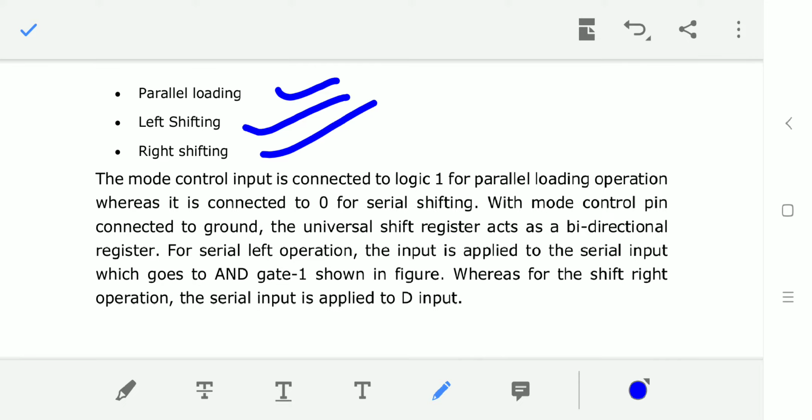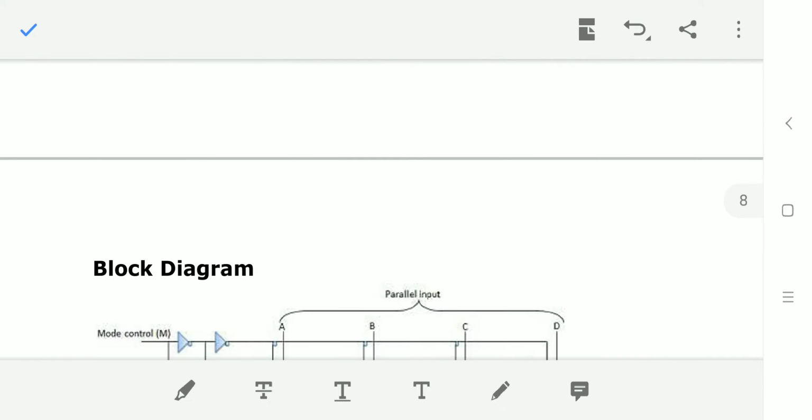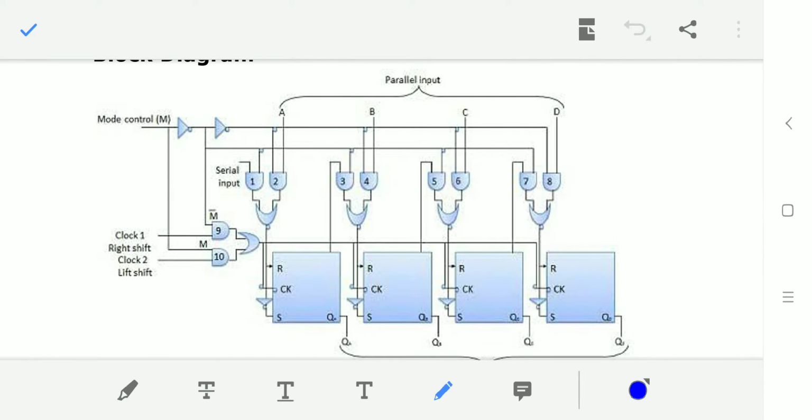For serial left operation, the input is applied to serial input, which goes to AND gate 1 shown in figure. Whereas for the shift right operation, the serial input is applied to D input. This is the block diagram.